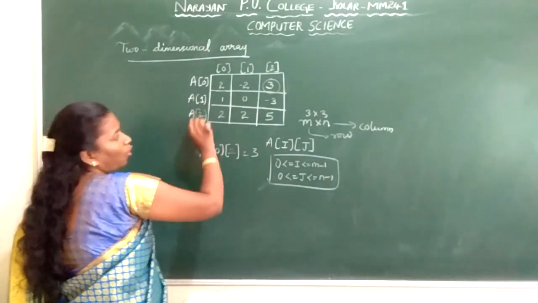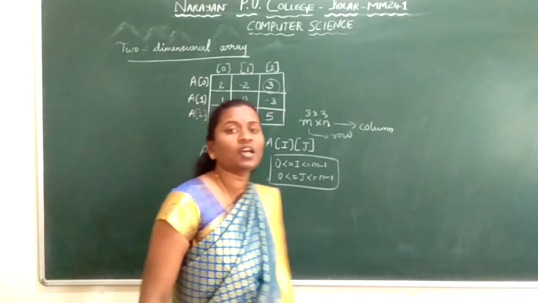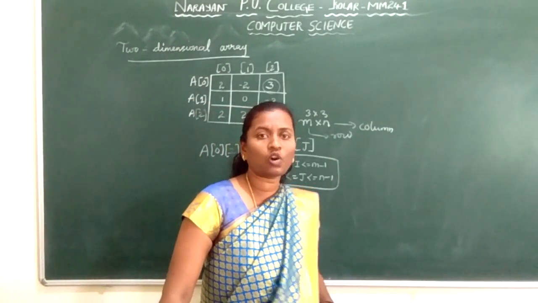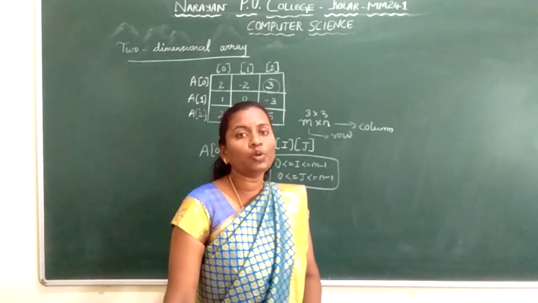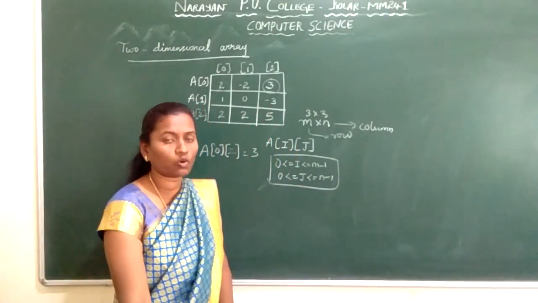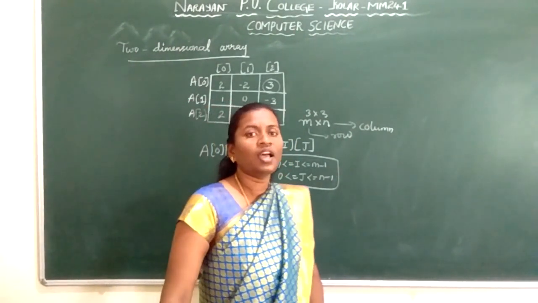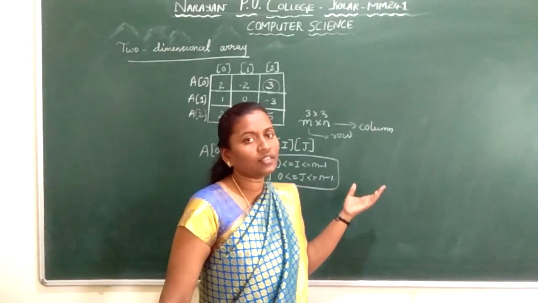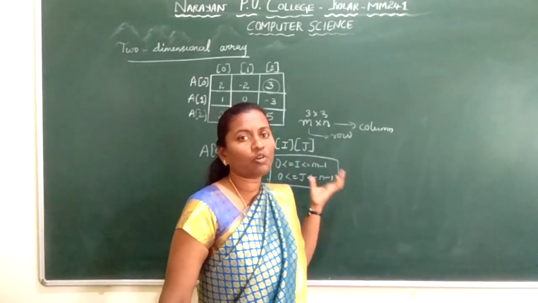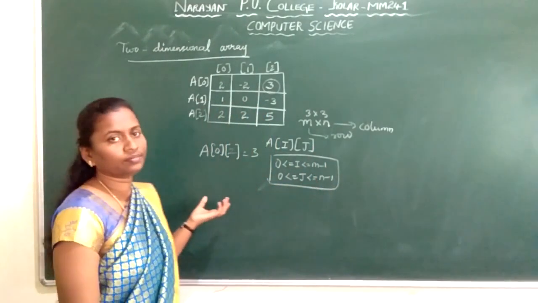When I take it row wise, we call it row major. When I discuss it column wise, it is called column major. In the two-dimensional array, we have formulas for row major as well as column major. We will discuss that now, in the next concept: row major and column major.